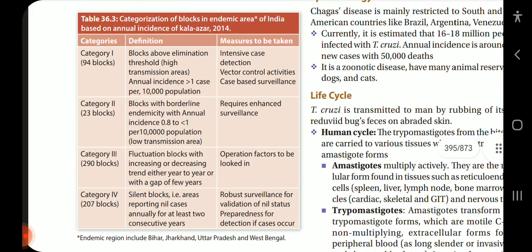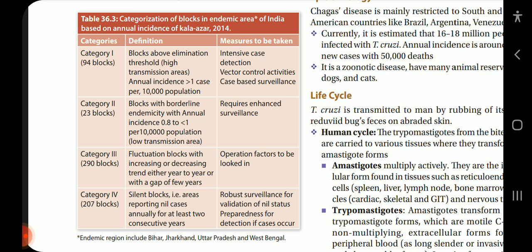Now, the categorization of blocks in endemic area of India based on annual incidence of Kala Azar in 2014. Category 1, 94 blocks above elimination threshold, high transmission areas, annual incidence more than 1 case per 10,000 population. Measures to be taken: intensive case detection, vector control activities, case based surveillance. Category 2, 23 blocks with borderline endemicity with annual incidence 0.8 to less than 1 per 10,000 population, low transmission area. Measures to be taken: requires active surveillance.